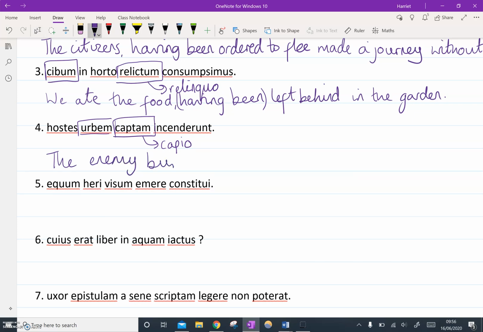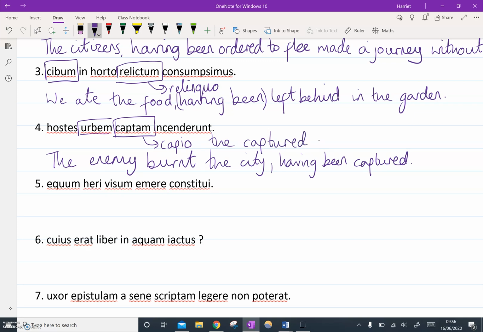Incenderunt, burnt or set on fire, the city, having been captured, or maybe a neater translation would just be the enemy burnt the captured city. That would be nice as well.